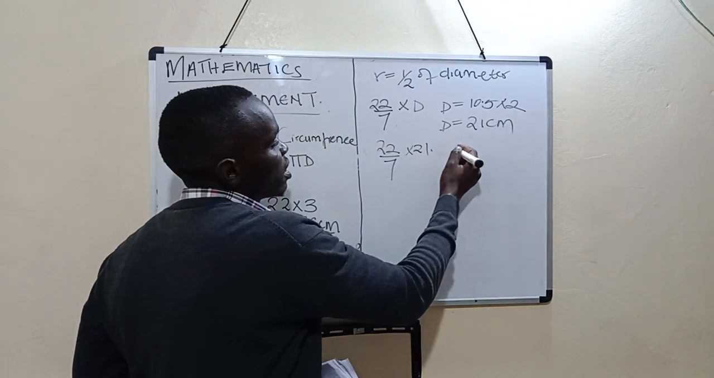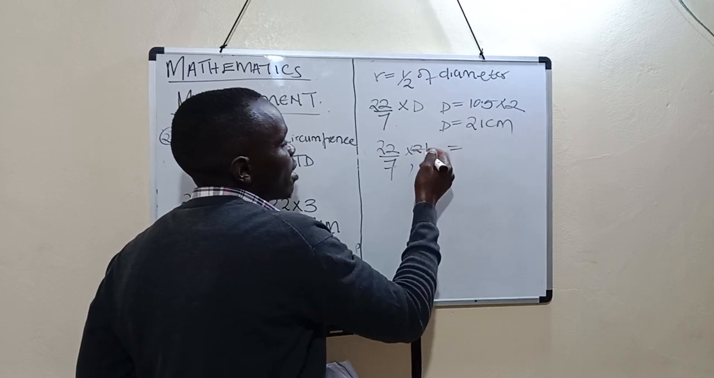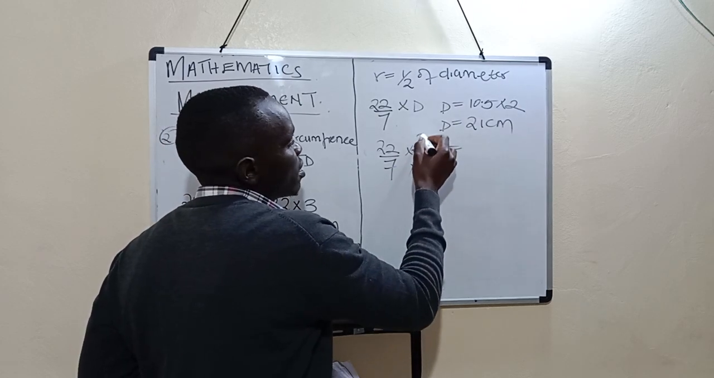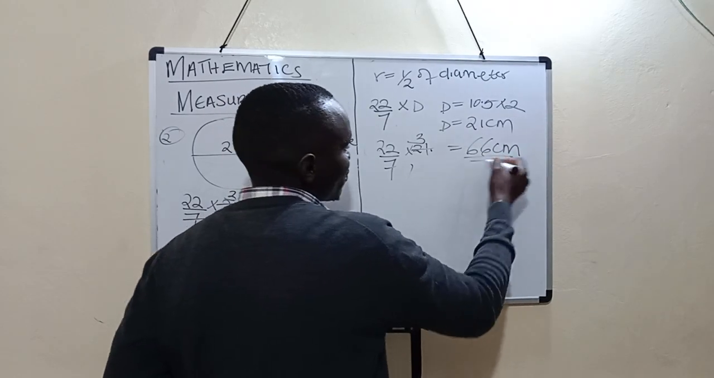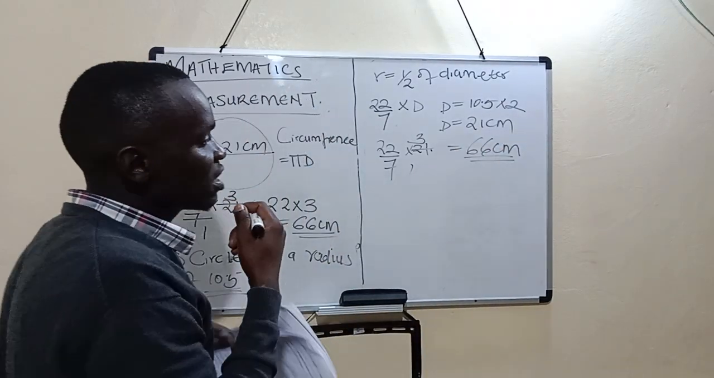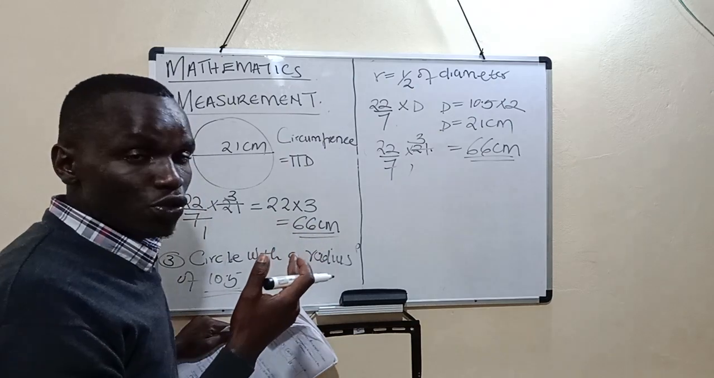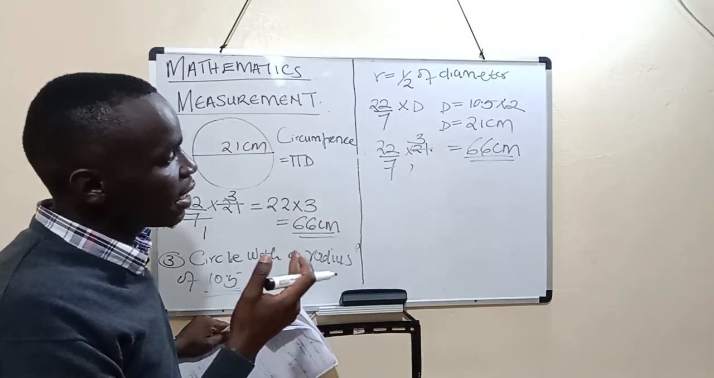Sorry, we don't need to put the there. So 21 divided by 7 is 1. This one is 3 times 22, which gives 66 centimeters. Again, you do not necessarily need to use the diameter directly.